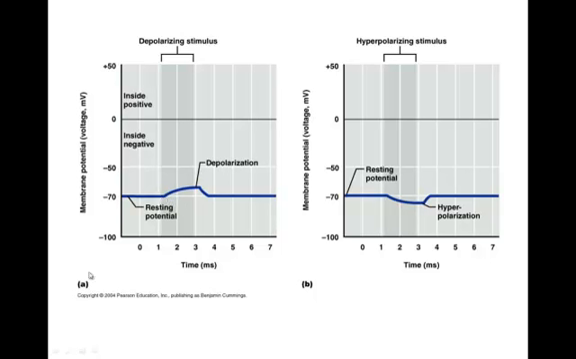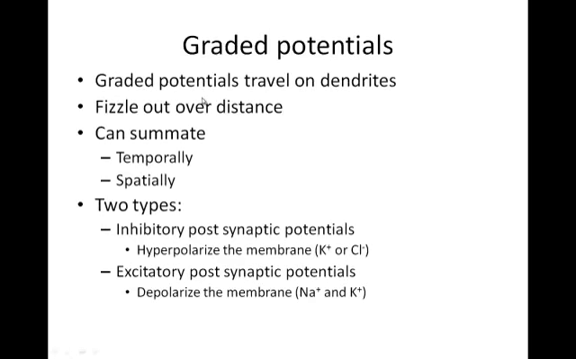All right, let's go back to that slide that we missed. Again, graded potentials travel on dendrites, and importantly, they can also travel on cell bodies. That's another place they can travel, but I'm focusing on the dendrites. They fizzle out over distance. And they can summate. Summate means to add. They can summate temporally or spatially. Temporally means over time, and spatially means over distance. I'll show you what these mean in an upcoming picture.